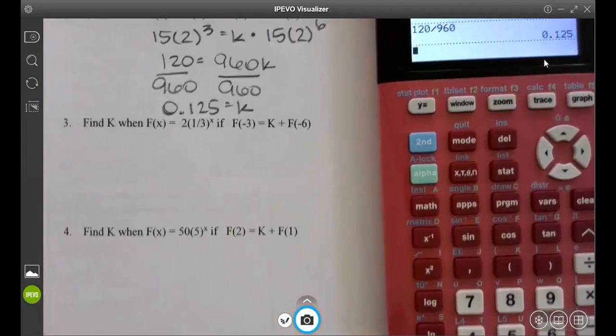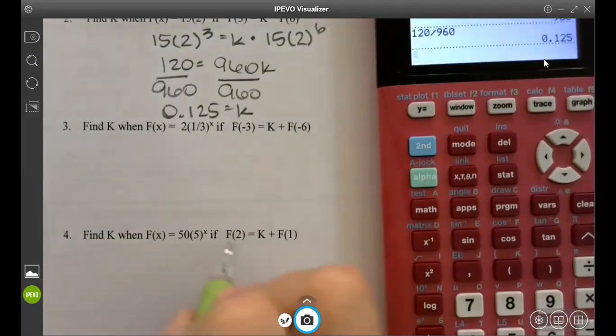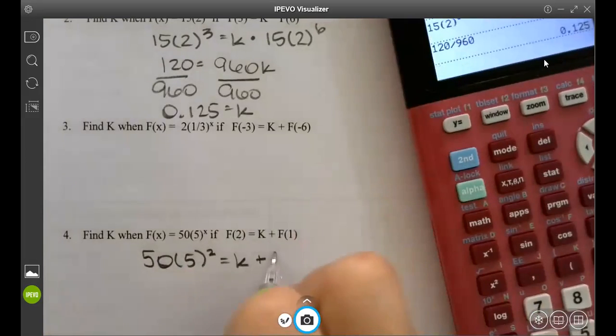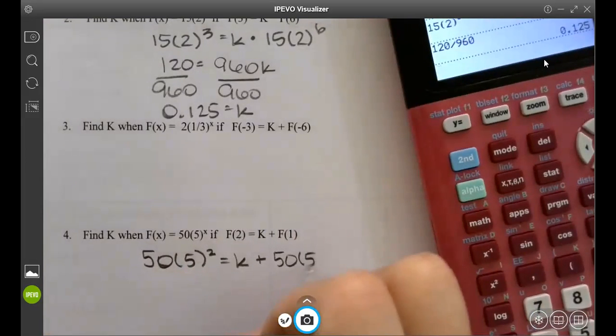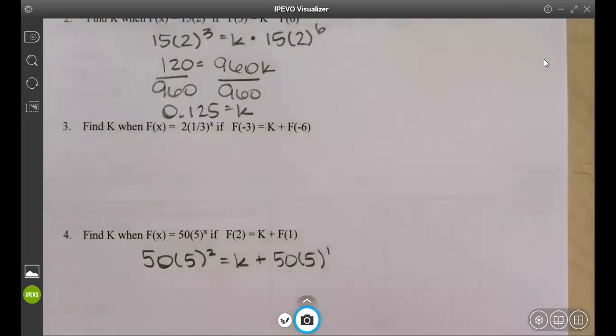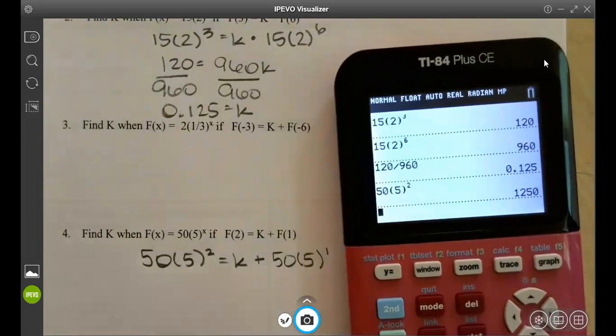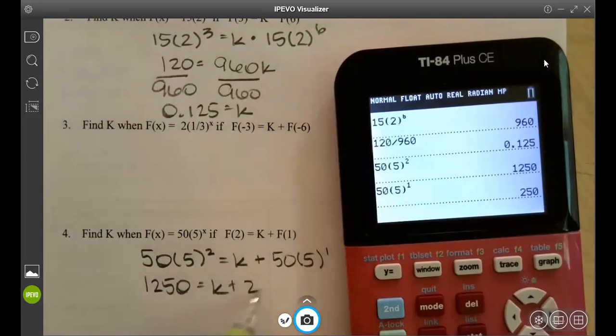Okay. Sorry, try to get that one back up there. So this one says F of 2, plug in 2, equals K plus, this one says plug in 1, 50 times 5 to the 1. Evaluate them just like before. 50 times 5 to the 2nd is 1250, equals K plus 50 times 5 to the 1 is 250.